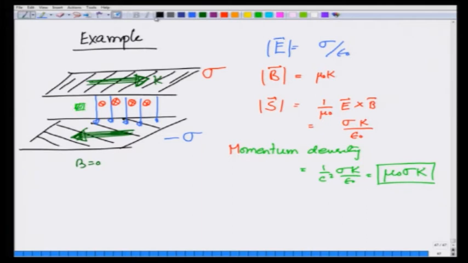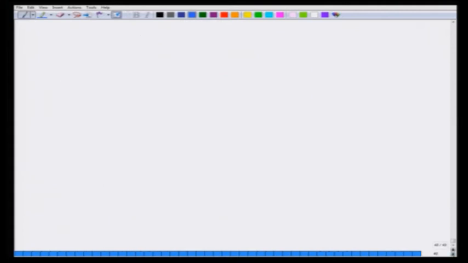How are we going to show that this is really the momentum density contained here? I am going to switch off K at the rate K dot. When we switch off this current K, this is going to reduce the magnetic field. If we reduce the magnetic field which is going into the board, let us go to the next slide.